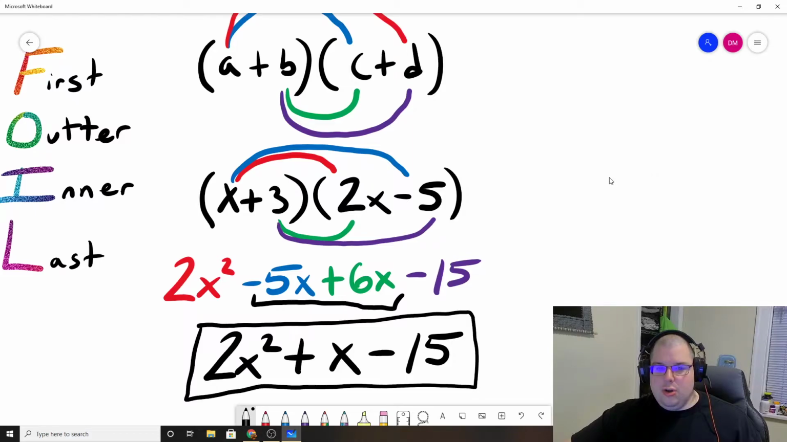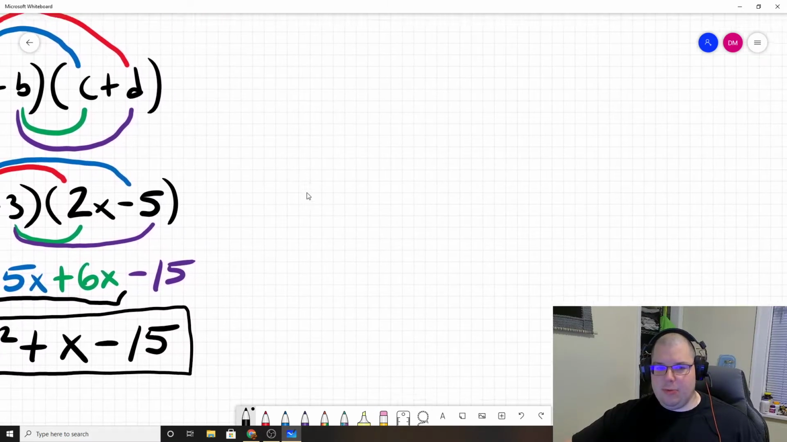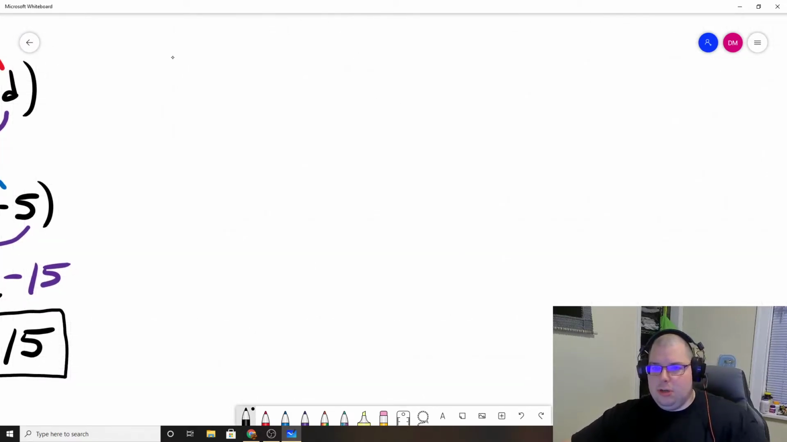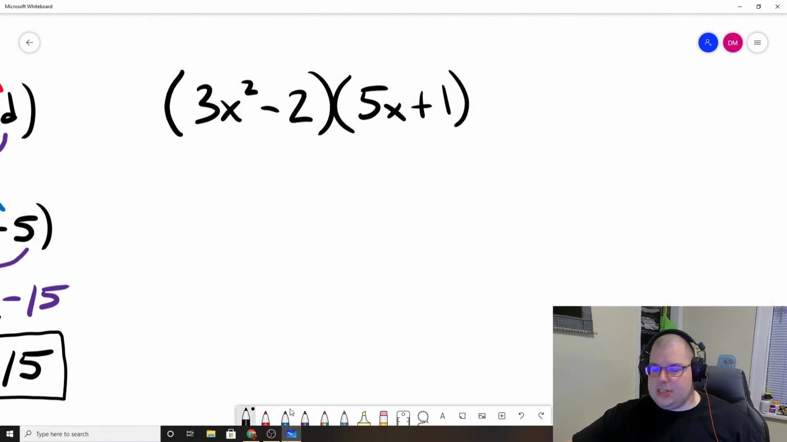I'm going to do one more complicated example before we head to the 3 binomials, just so you could see what it looks like where we can't possibly reduce this any further because all our variables won't match in the end. I say that, but now I hope I come up with a good example. So we're going to do 3x squared minus 2 times 5x plus 1. That should be plenty.